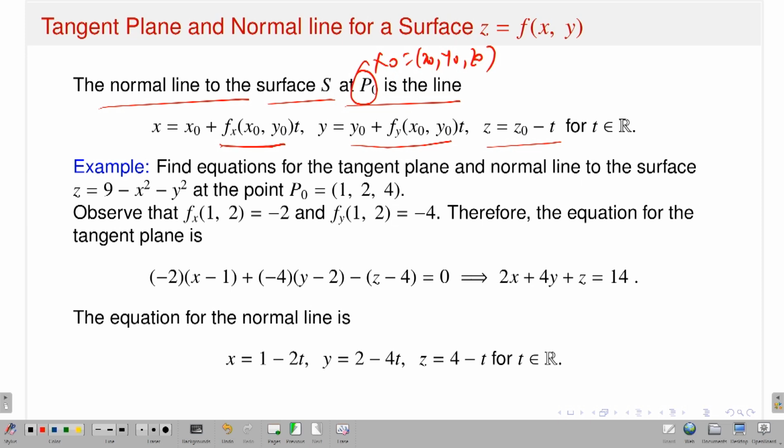So, therefore, this is z naught minus t. So, if I have a given surface, suppose z is equal to f of x y is given, and I ask what will be the corresponding equations of the tangent plane and normal line at a point x naught on that surface, then this is the corresponding formula for the tangent plane and normal line.